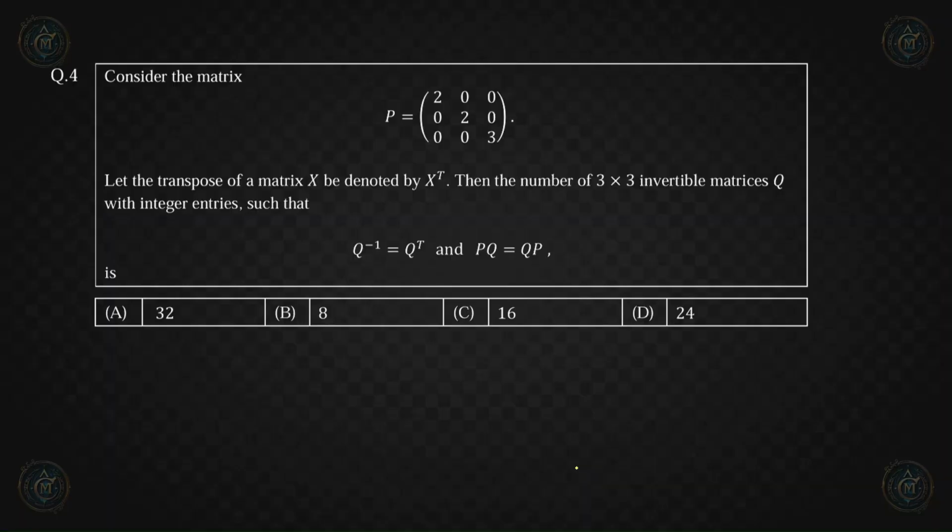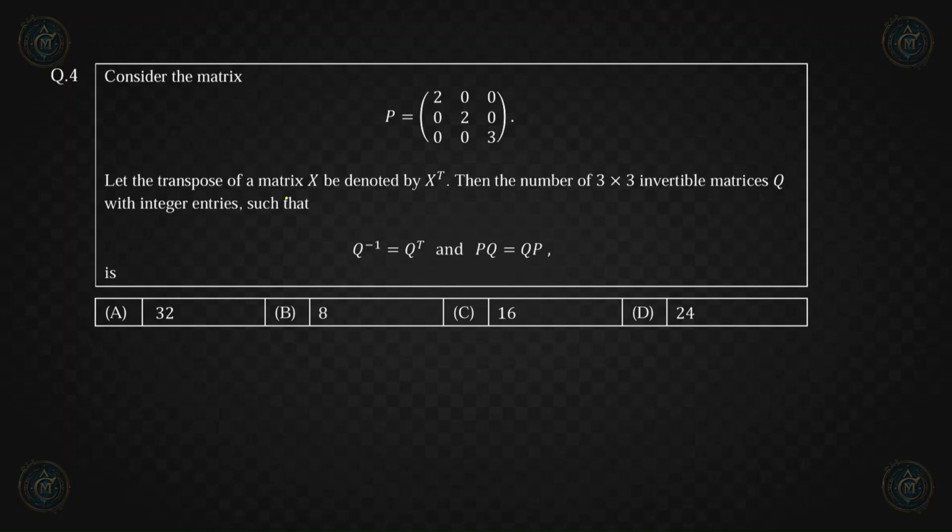In this video, we are going to discuss question 4 of paper 1 of JEE Advanced 2025. Okay, so let's proceed with this question. This is again a single choice question of plus 3 minus 1 marking scheme. It says consider the matrix P equal to this matrix. Okay, so P is a diagonal matrix.